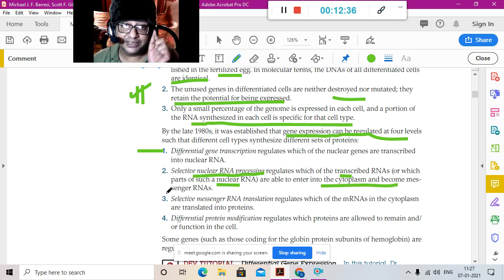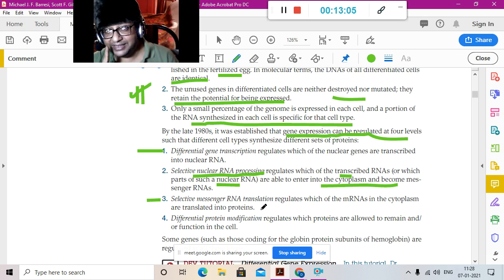So there is selective nuclear processing, because of which a different type of regulation occurs, and a different gene is expressed. Then the third is selective messenger RNA translation, which regulates which of the mRNAs in the cytoplasm are translated into proteins. For example, the ribosomal RNA which is formed is not translated.